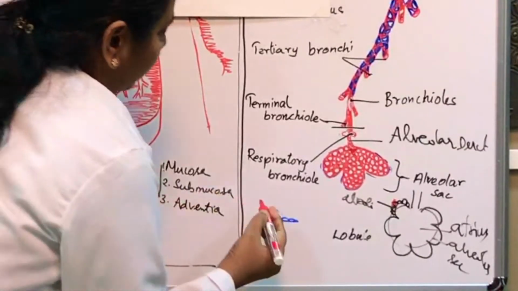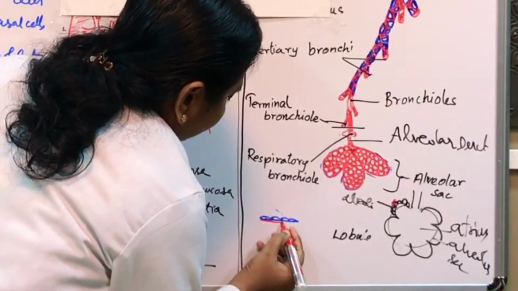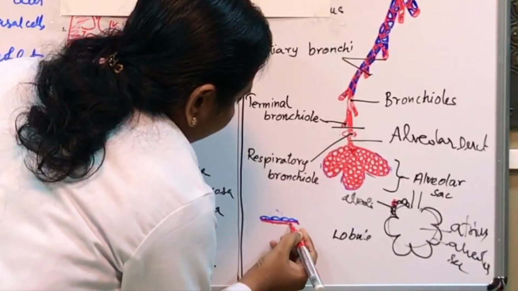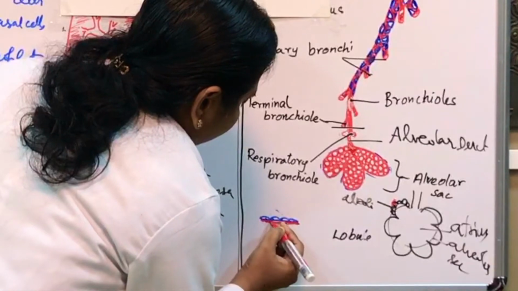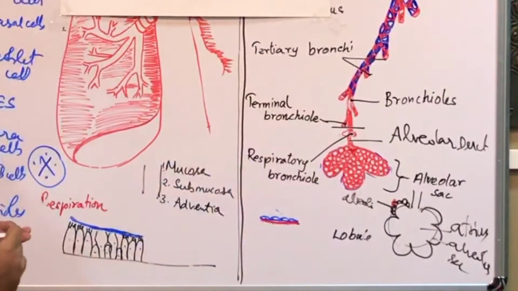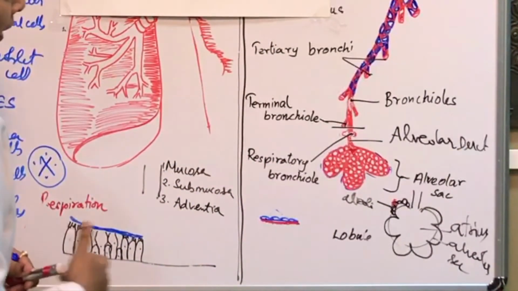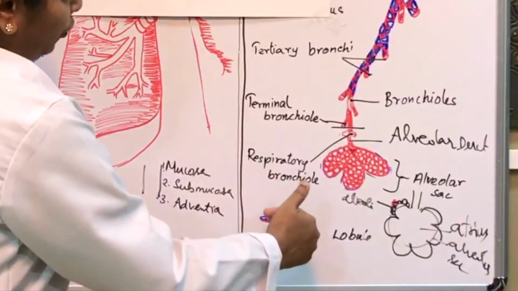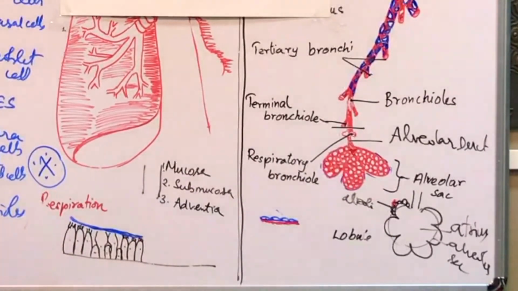So here are the blood vessels. The basement membrane of the alveolus and the basement membrane of the blood vessel join for easy diffusion. And then what are the special types of cells present in the alveoli?